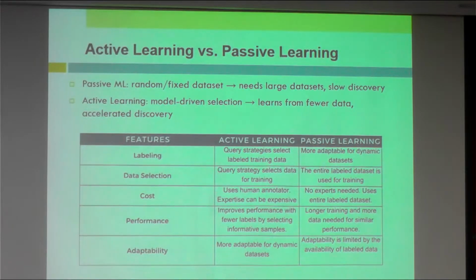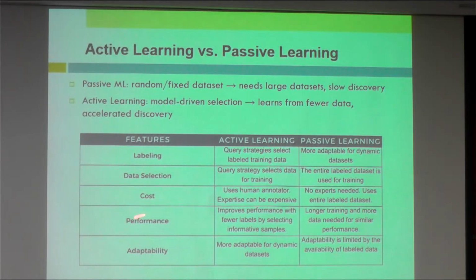But here, the entire data set will be used for training for passive learning. So cost uses human annotator. So human need to label the data. So expertise can be expensive. So this is kind of the drawback in terms of active learning. So you need to have a kind of expert. And for passive learning, no expert needed, use entire label data set.